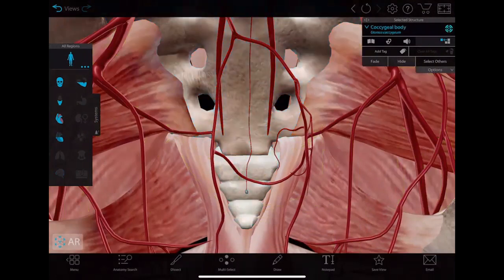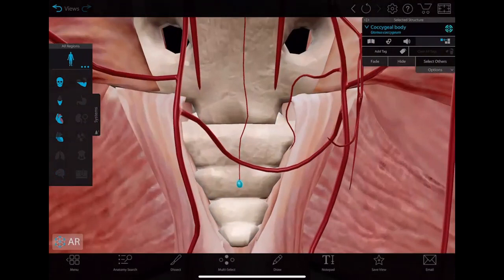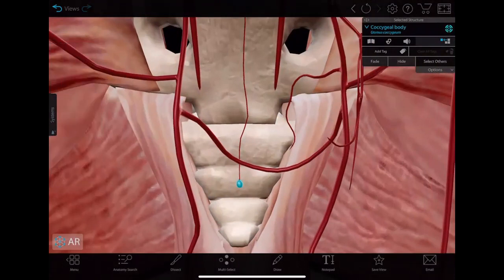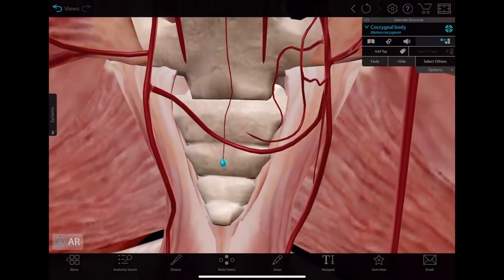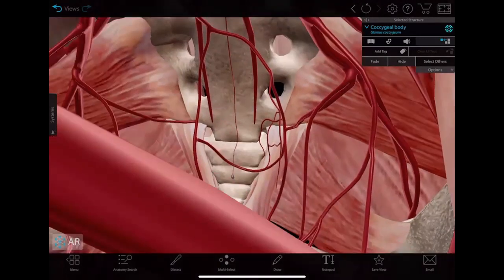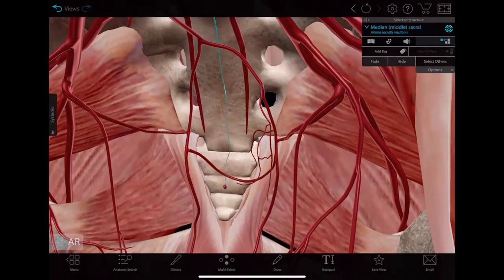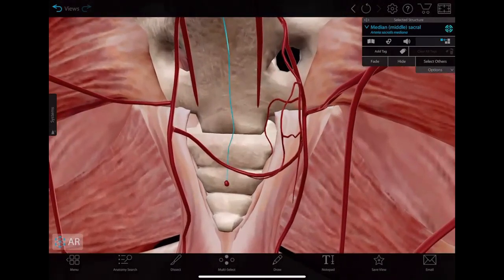See, the selected structure here is called the coccygeal body. It is a rudimentary and vestigial organ in human beings, right? Usually it appears as a glomus tumor. It is called the coccygeal body. It is also very near to the ganglion impar and the pelvic aspect of the sacrum, right? And this is the median sacral artery, middle sacral artery, okay, from the abdominal aorta, okay, remember that.